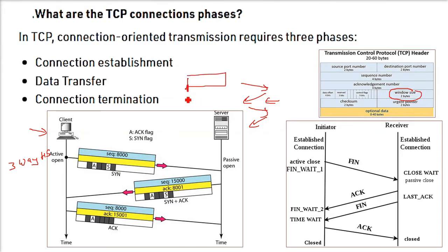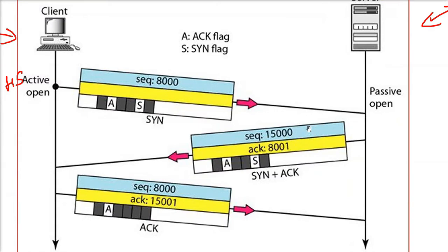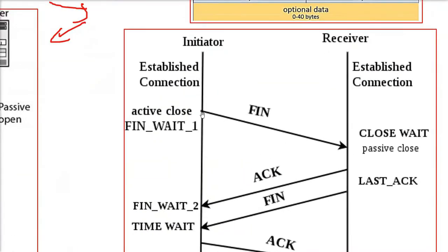You told me that your data will start with address 8000. Now my data will start with address 15000. Okay. The sequence number is just the address of the first byte of the data to be sent. Next, the client will send an ACK. Now you see A and S are the flags. In the last step of the three-way communication, there is no S, so it will send an ACK: okay, I got it, 15001, you start sending from 15001. So the connection is established.